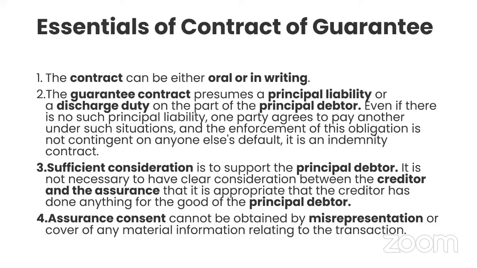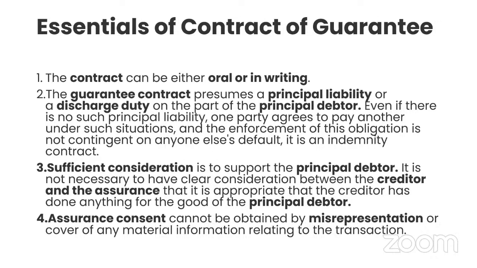Then the third essential element is there should be sufficient consideration. There should be sufficient consideration to support the principal debtor. Right? The next essential element of a contract of guarantee is that the surety's consent cannot be obtained by misrepresentation.